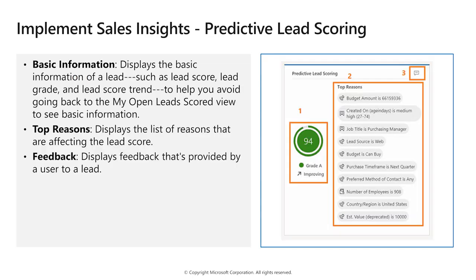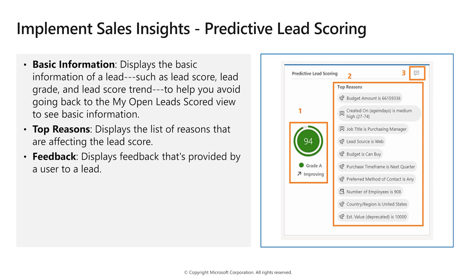Now, if I want to look at implementing sales insight, so thinking about my predictive lead scoring, I've got some base information. It displays the basic information of a lead, such as a lead score, lead grade, and lead score trend, to help you avoid going back to the My Open Lead Score view to see basic information. I've got my top reasons, which display the list of reasons that are affecting the lead score. I've got my feedback, which displays the feedback that's provided by a user to a lead.